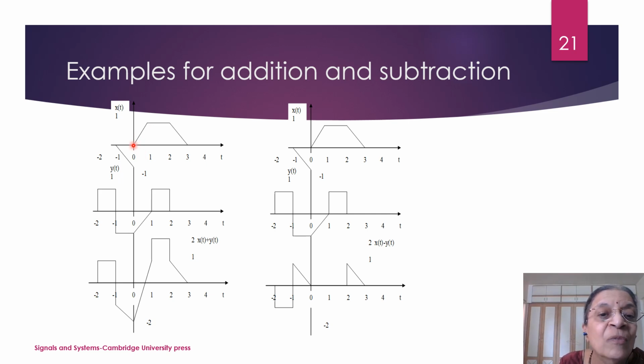At 0, what is the value? In this case it is minus 1, and in this case it is minus 1. So minus 1 plus minus 1 will become minus 2. And at 1, what will happen? The signal is 1 here, it is also 1 here, so 1 plus 1 will add to 2. So between minus 1 to plus 1, it will vary from minus 2 to plus 2, right? Now between 1 to 2, this is 1, this is also 1, so 1 plus 1 will add to 2.